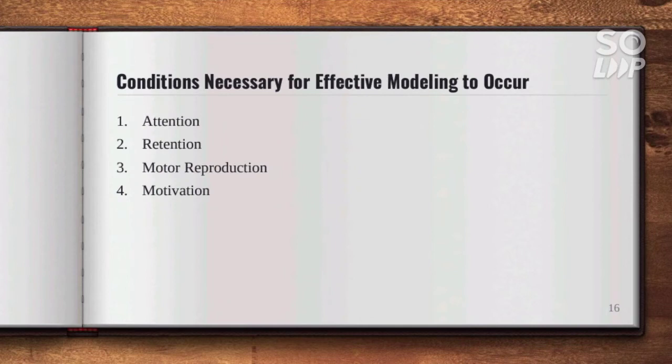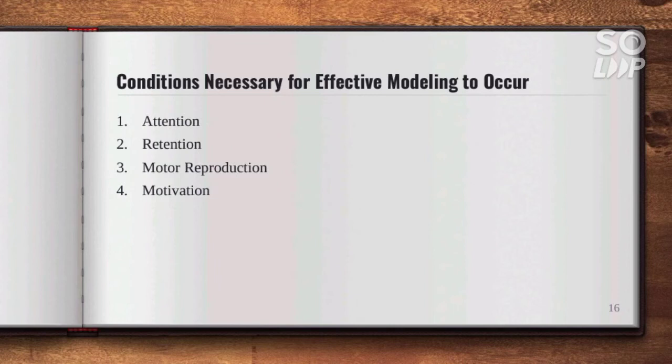And now, the last thing that we are going to talk about is the conditions necessary for effective modeling to occur. Bandura mentions four conditions that are necessary before an individual can successfully model the behavior of someone else. So we have these four aspects. First is attention, second is retention, third is motor reproduction, and fourth is motivation. In attention, the person must first pay attention to the model. This is the first step in having effective modeling. The second one is retention. The observer must be able to remember the behavior that has been observed.